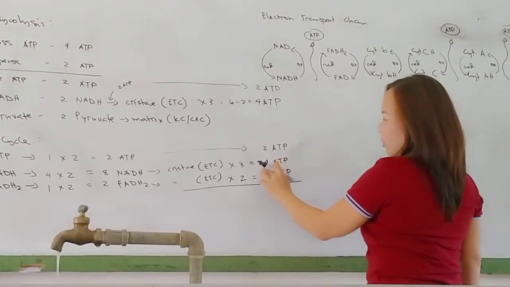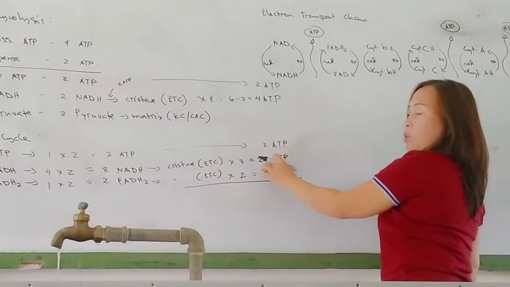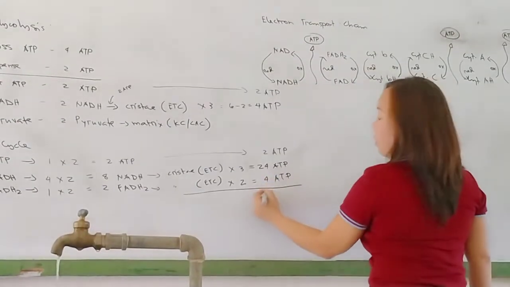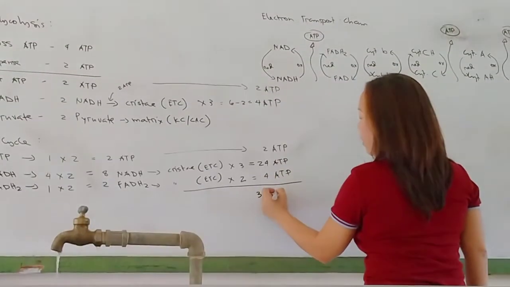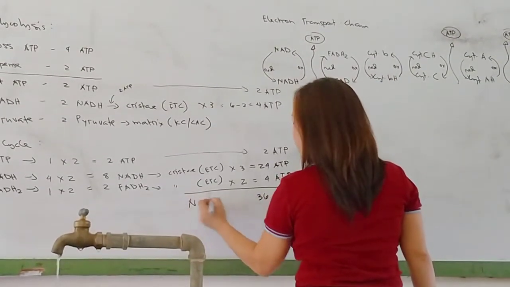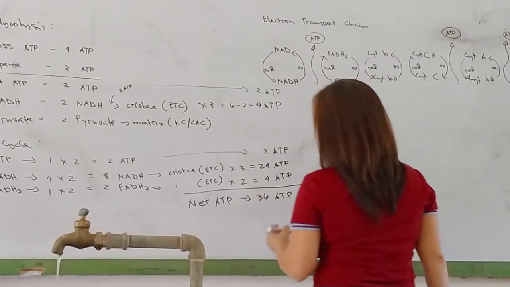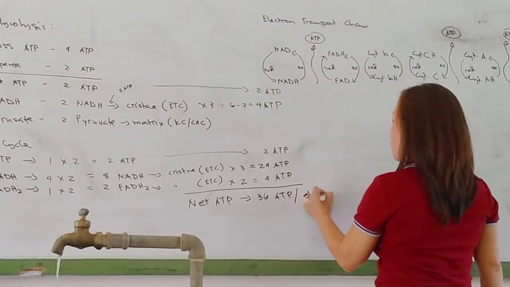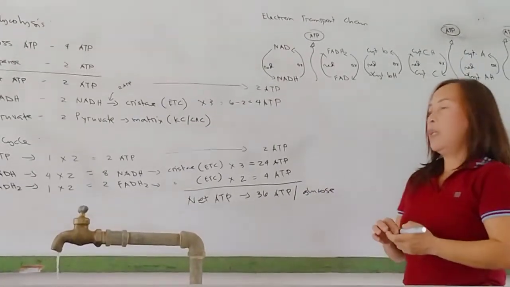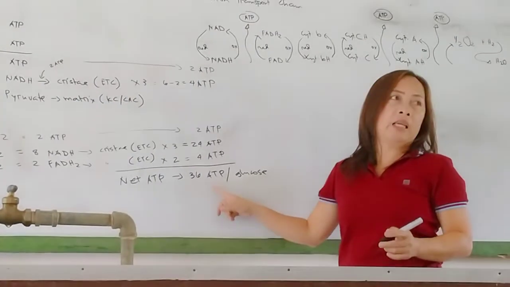2 plus 4? 6 plus 2? 8 plus 24 is 32. 32 plus 4? 36. Okay, that's why you have a net of 36 ATPs. This is already net. Net ATP production per glucose molecule. So meaning, in every breakdown of glucose, that will give you a net of 36 ATP molecules.